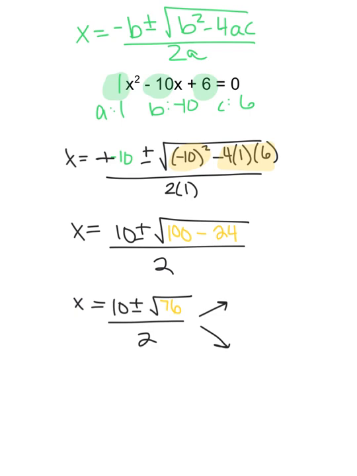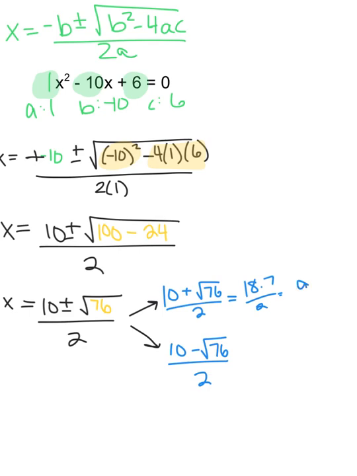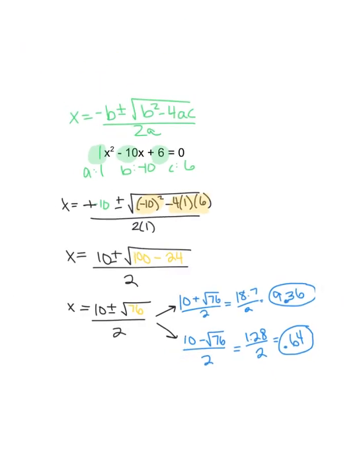We calculate once where we have 10 plus the square root of 76, then divided by 2, and once where we have 10 minus the square root of 76, then divided by 2. So 10 plus the square root of 76 is 18.7, and if we divide by 2, we get an answer of 9.36 with rounding. In our second, if we do 10 minus the square root of 76, we get 1.28, and if we divide by 2, we get 0.64.